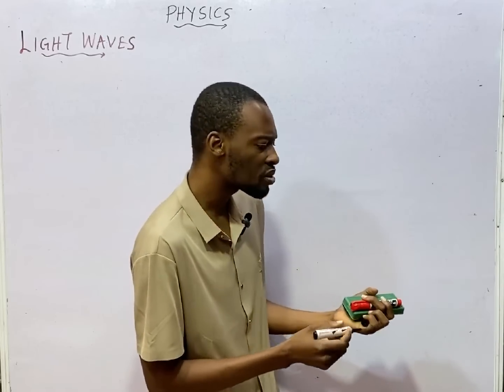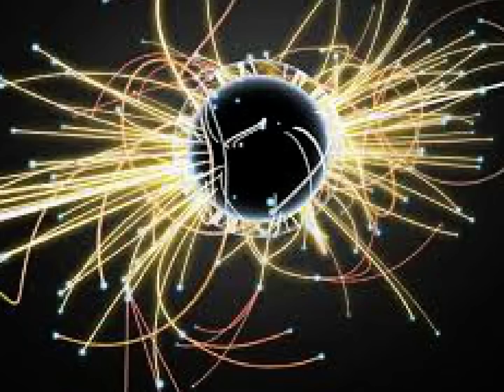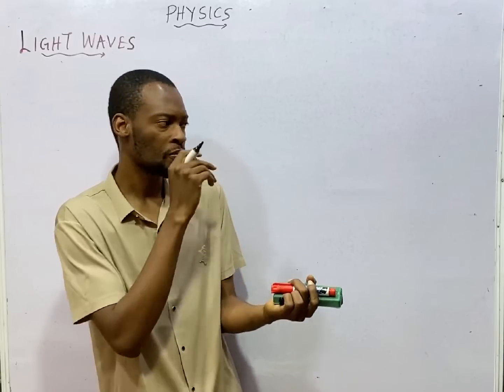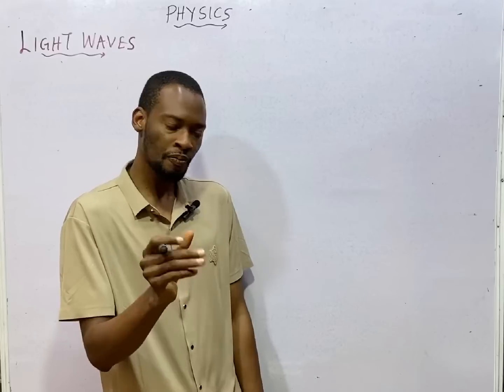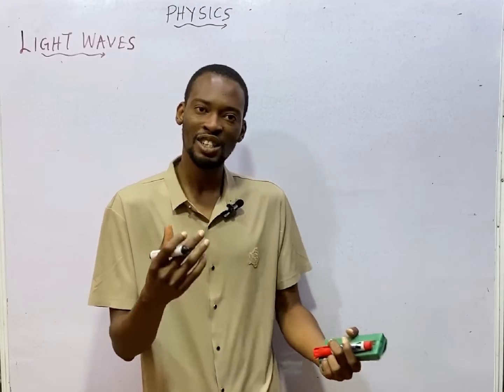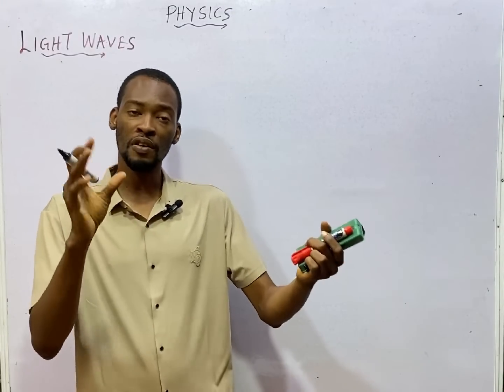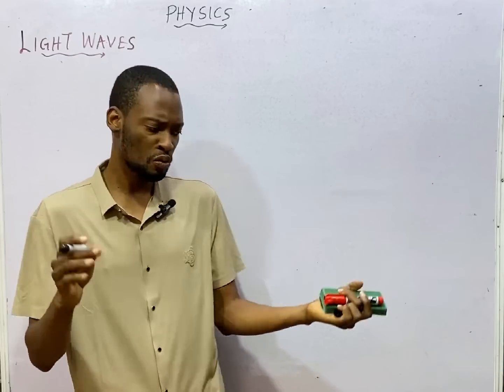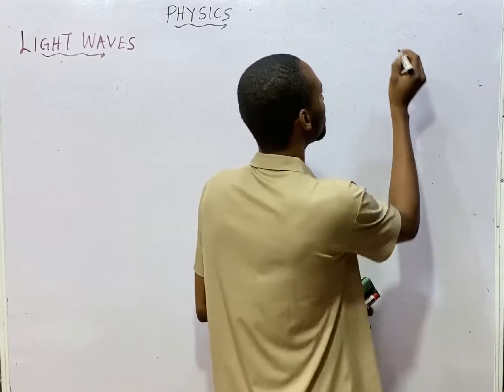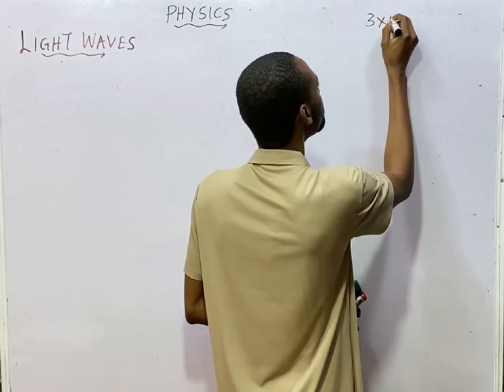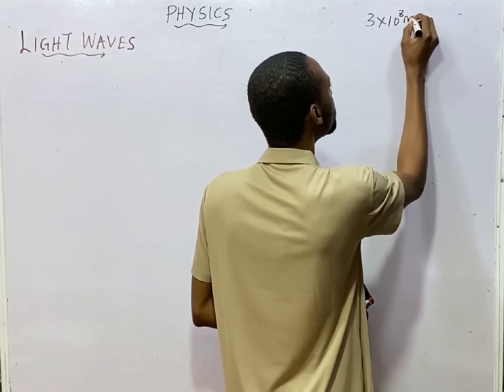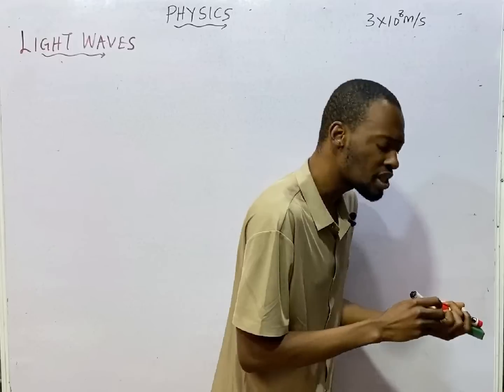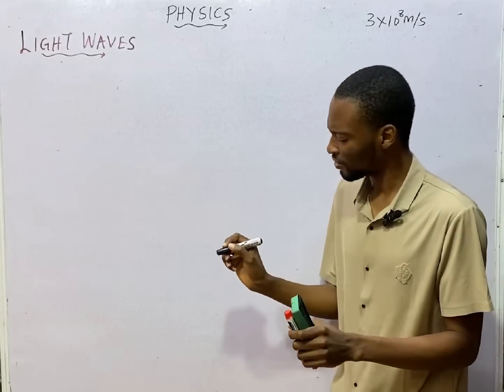Now, these photons are massless, they do not carry mass, but they have energy and they have momentum. These photons are basically electric fields and they move at the speed of light. Remember, white light is made up of electromagnetic waves of different wavelengths. And the speed of light is 3 times 10 raised to the power of 8 meters per second. This is the velocity of light.